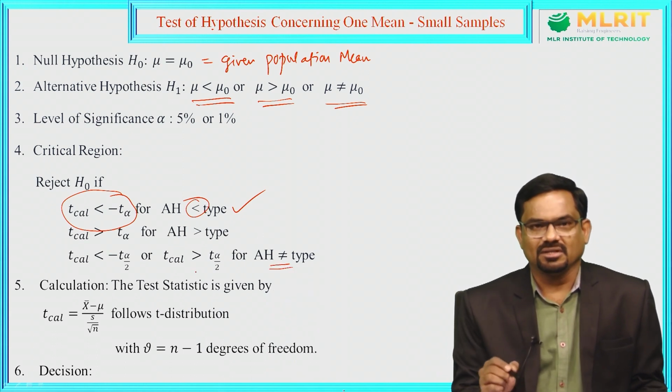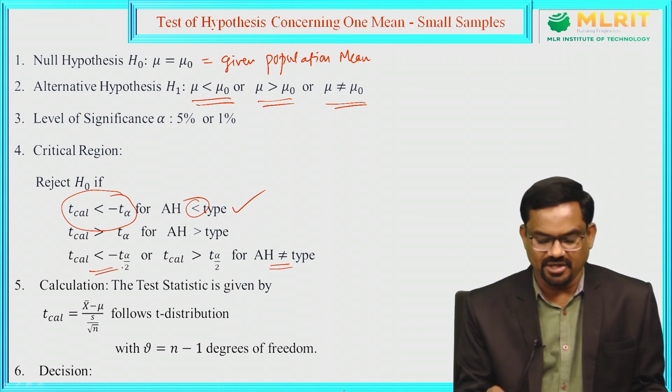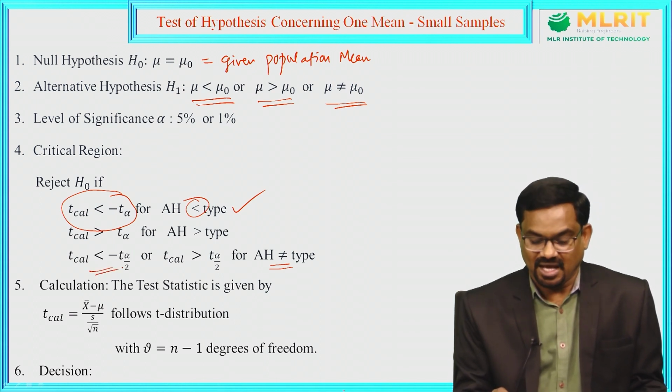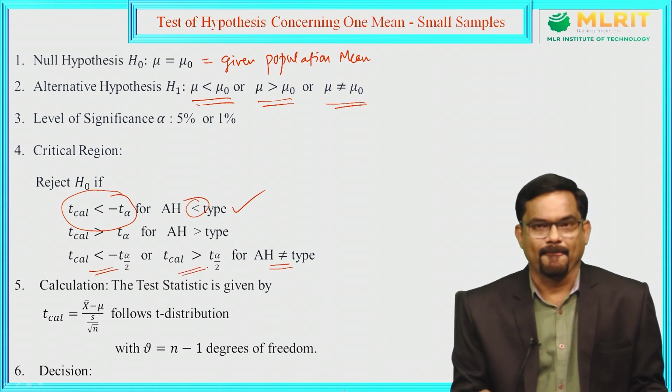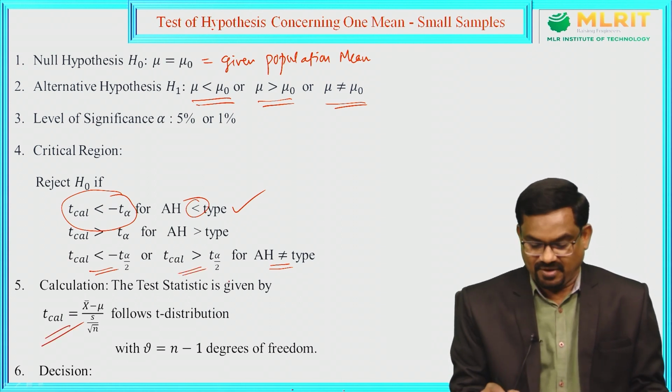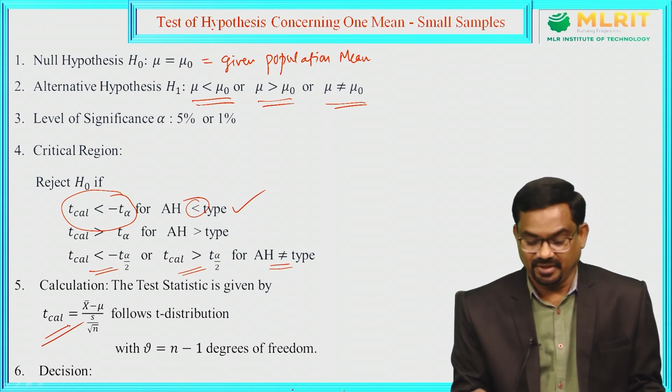That depends on the calculated value. If the calculated value is negative, compare with the negative condition, and if the calculated value is positive, then compare with the positive condition. And coming to the fifth step, the data follows the t distribution with nu equal to n minus 1 degrees of freedom.